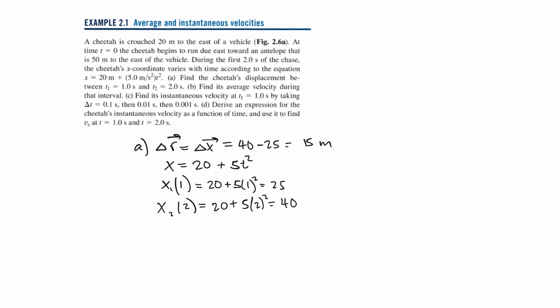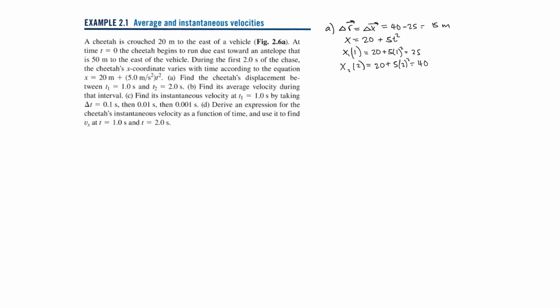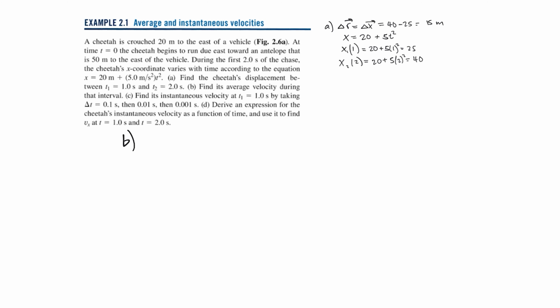So all we did was take the position x, the function of it, and found at two different times where the cheetah was. Subtracted them to get the displacement. So we're done with part A. I'm going to move it up here, get rid of it for a second. Okay, part B. Find its average velocity during that interval.